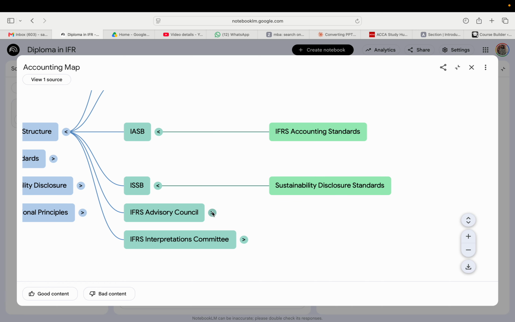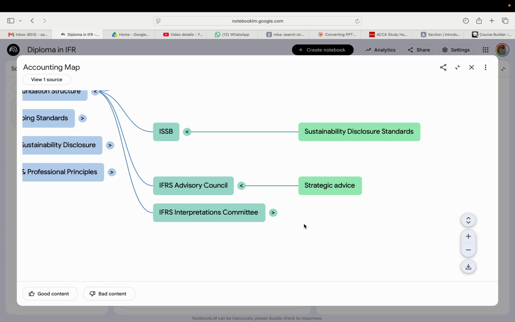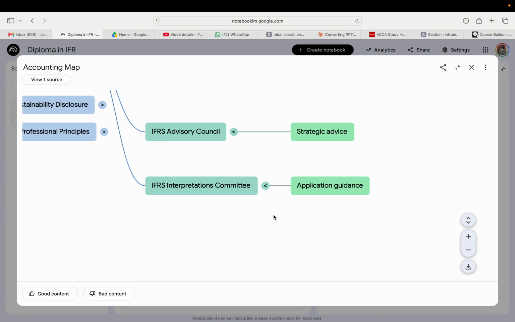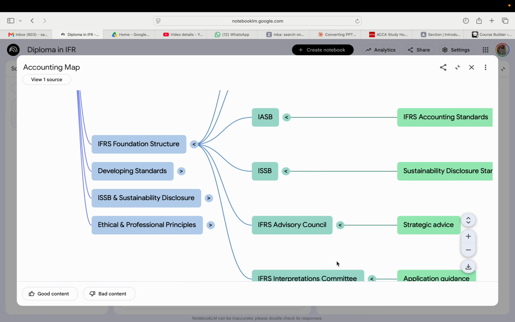Then there is an advisory council. Their job is to give advice. And the interpretation committee: as I told you, it's principle based, so there should be a committee for interpreting also. Their job is to give how to apply. So they will give application guidance.